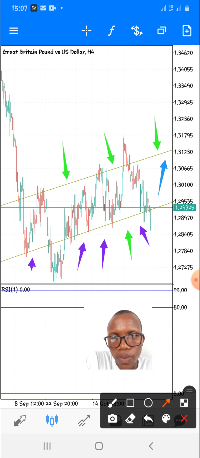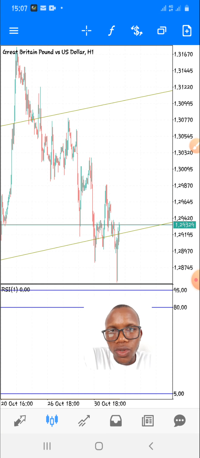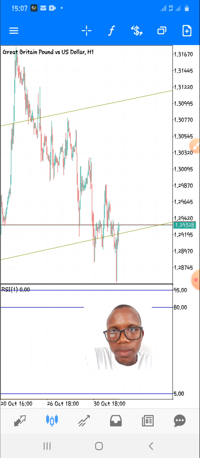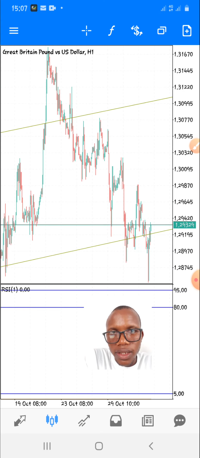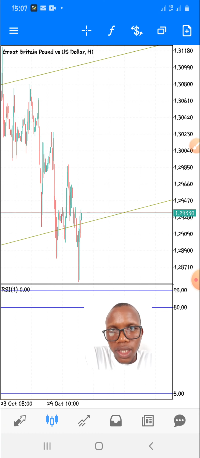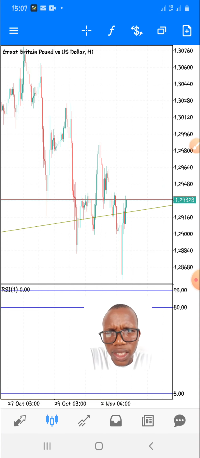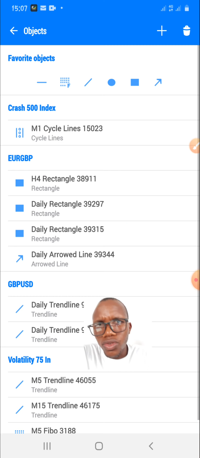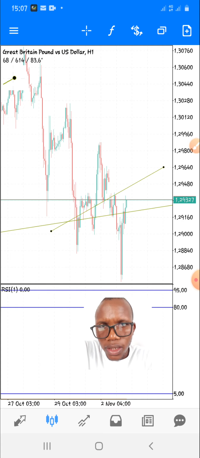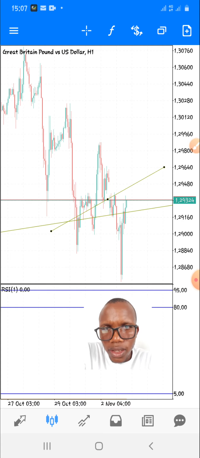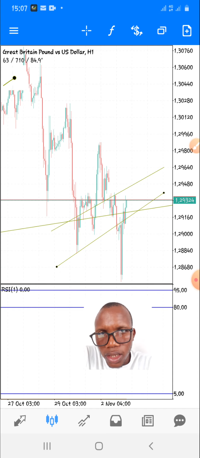So now let's go to the 1-hour time frame. According to the 1-hour time frame, you see our trend line. We need to draw another trend line here. Yes, let's draw another trend line. This place, we need to draw one. That's where the price has to be respected, and below here, that's where the price has to be respected.